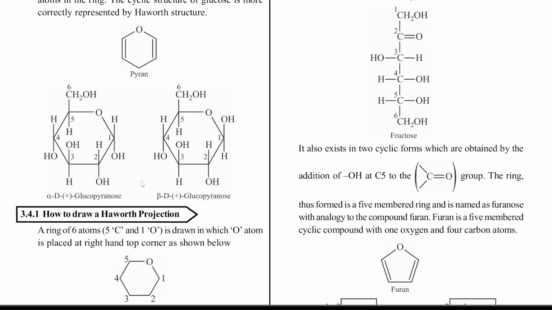These are the cyclic structures of alpha D glucose and beta D glucose, as you can see here. The only major difference is the presence of the hydroxyl group on the first carbon. Kindly remember these structures, they can be asked to be drawn in the examination.